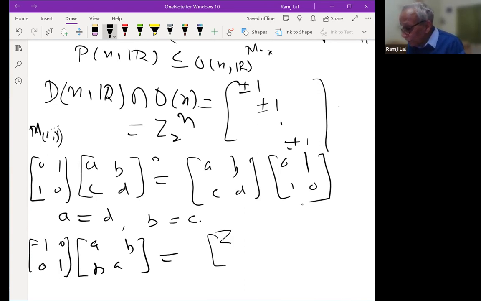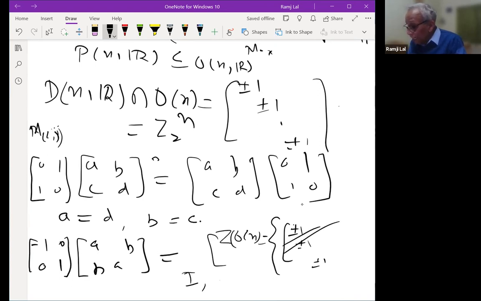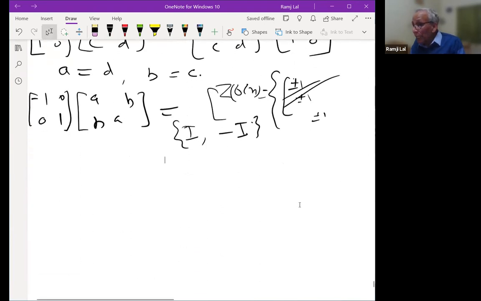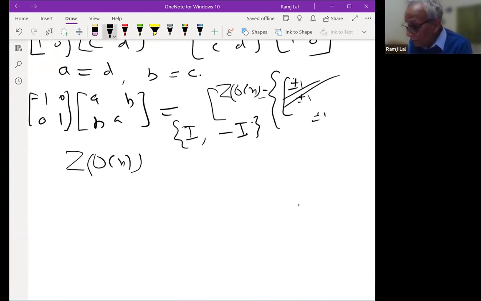So what is the center of O(n, R)? It is plus minus 1, plus minus 1, and plus minus 1. Sorry, not a diagonal matrix, a scalar matrix. So this is wrong. This is your identity and minus identity, right? Is it okay? Okay. So the center of O(n) is identity and minus identity. So the center is described.